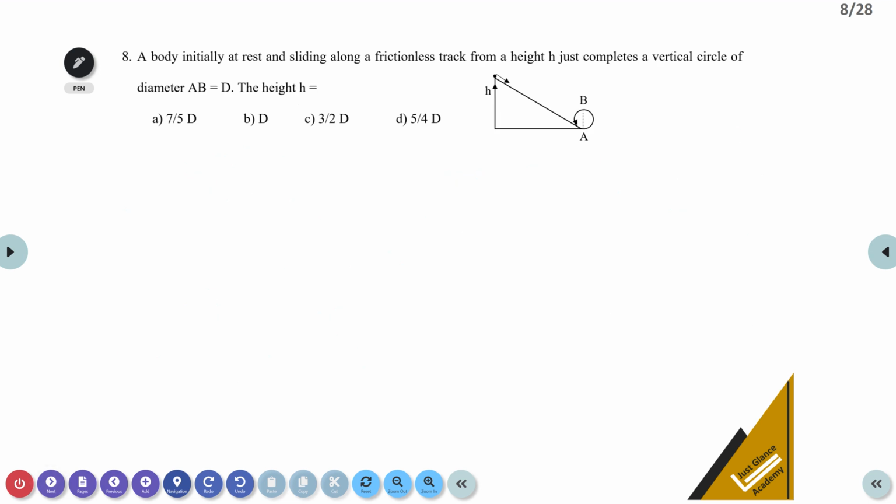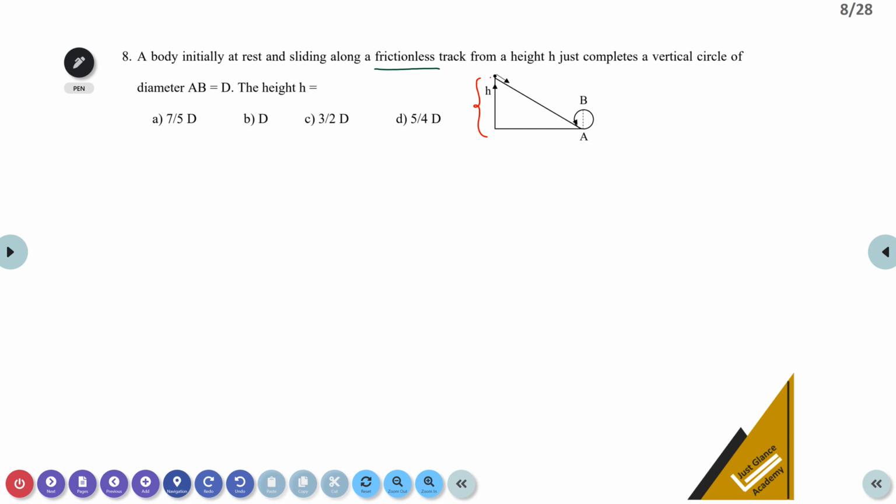Next. A body initially at rest and sliding along a frictionless track from a height h just completes a vertical circle of diameter AB equal to d. What should the height be? That means the moment the ball comes, it should go up. Then he's asking what is the minimum height.